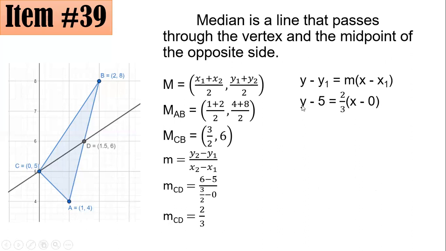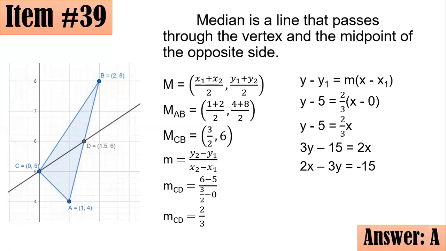And by substitution, that becomes y minus 5 equals 2/3 times the quantity x minus 0. So that becomes y minus 5 equals 2/3 x. And multiplying both sides by 3 to clear off fractions, we have 3y minus 15 equals 2x. Expressing this now in standard form, you have 2x minus 3y equals negative 15, and that is letter A.